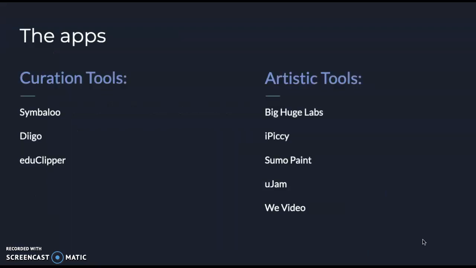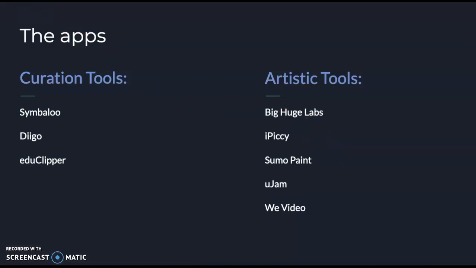Because there are so many apps, I'm not going to go over each one, but I want to go over how the book is divided. It's divided into certain sections, and under each section there are apps that fall into that section. The first one is curation tools. Curation tools allow gathering and sharing resources online. Under that we have Symbaloo, Diigo, and EduClipper.